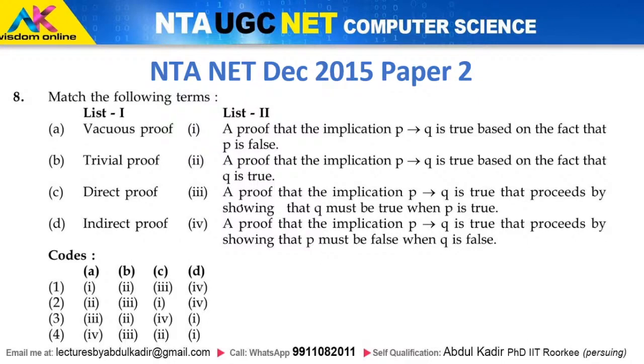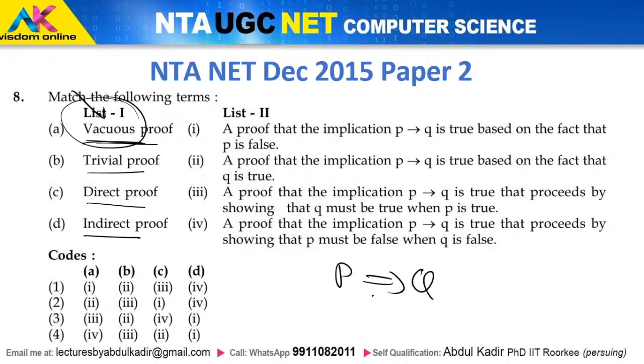Okay, so now let's see this question: vacuous proof, trivial proof, direct proof, indirect proof. So see, what is a vacuous proof? You can go and Google the English meaning of vacuous. For example, let's assume you have P implies Q. This statement basically says that if P is true, then Q is true.